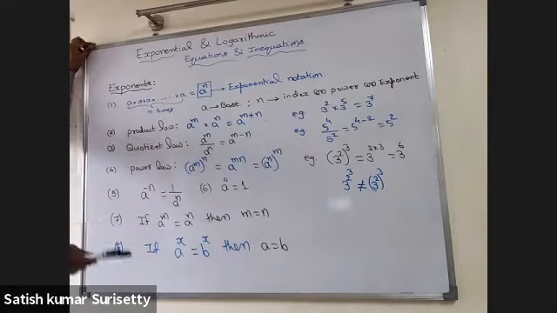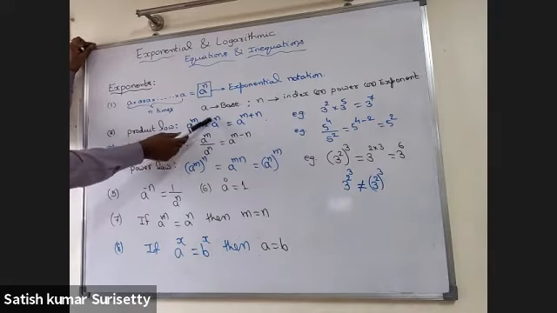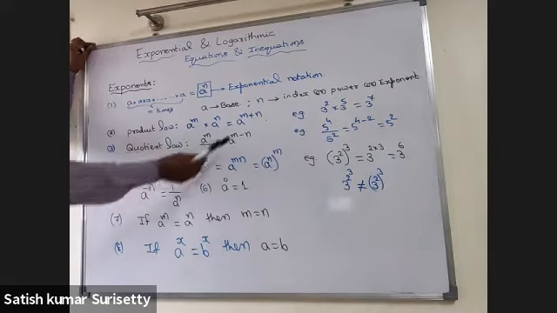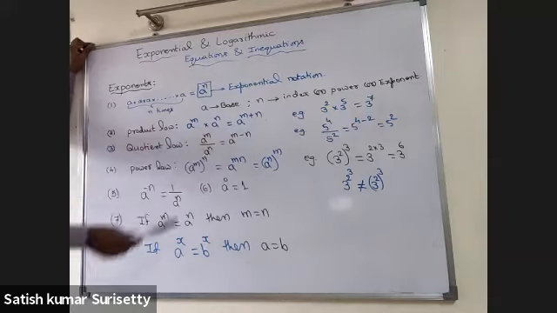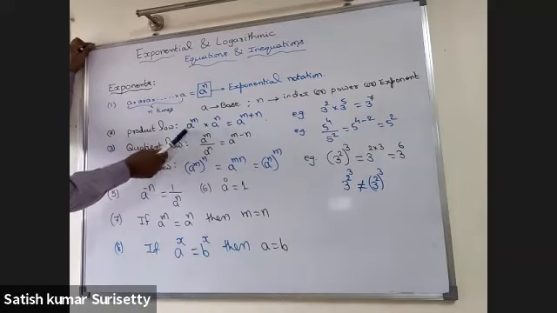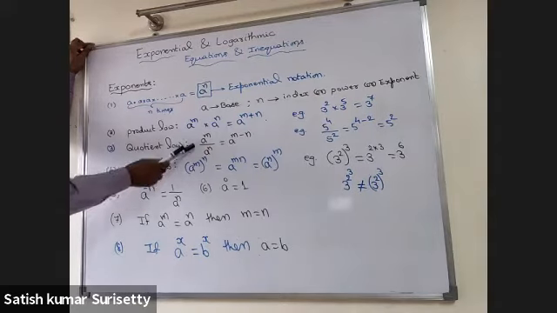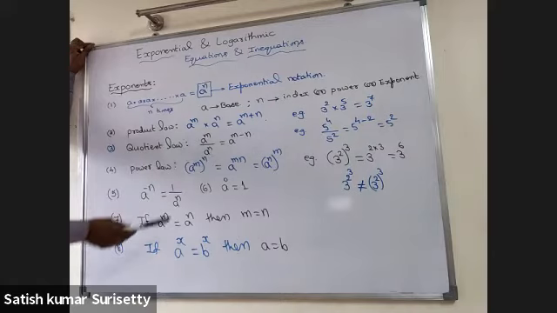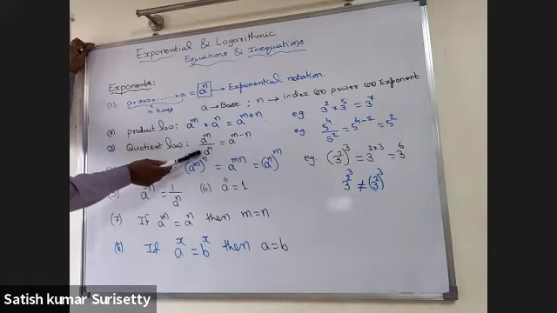Product law: a to the power of m into a to the power of n equals a to the power of m plus n. That is, in a product, when the base is the same, you can add the exponents. Quotient law: a to the power of m upon a to the power of n. In the ratio, when the base is the same, you can subtract the exponents, that is a to the power of m minus n. Example.